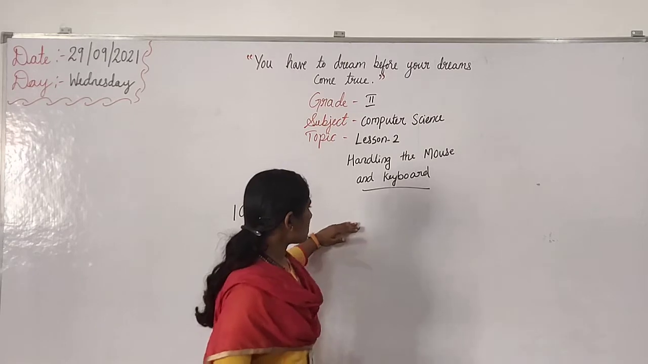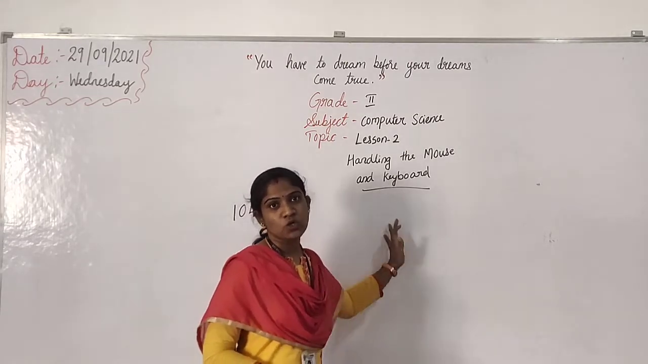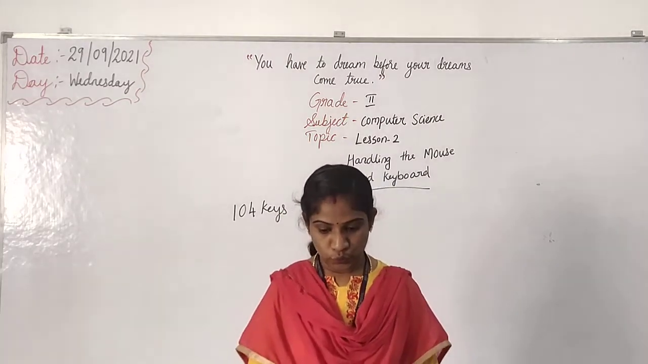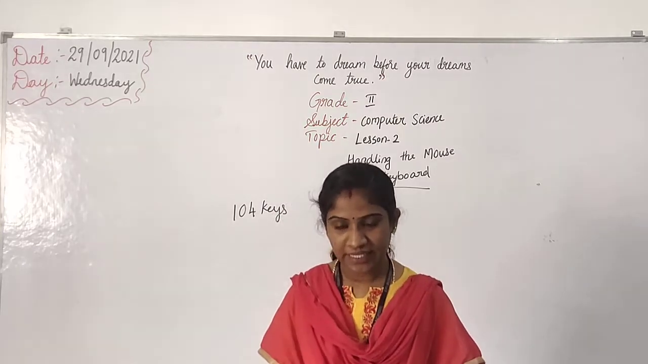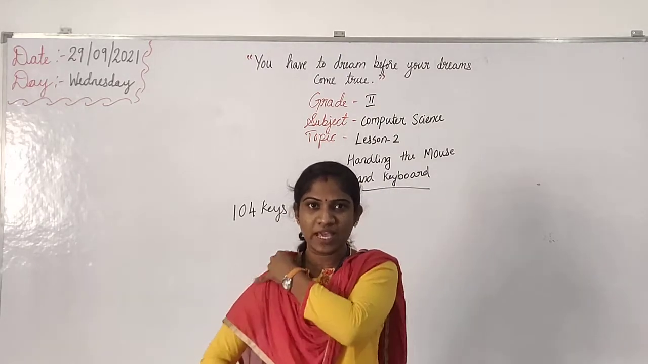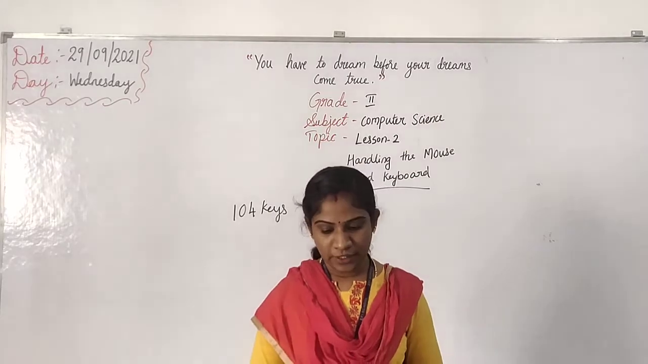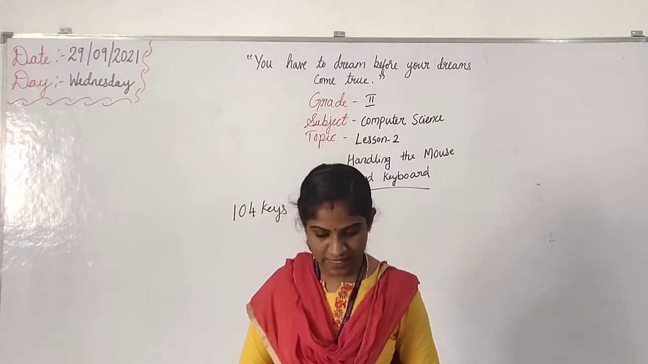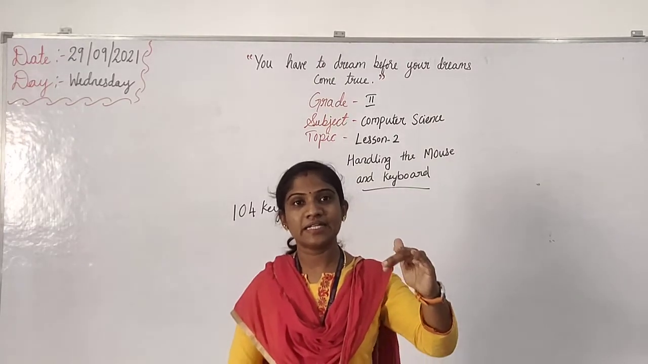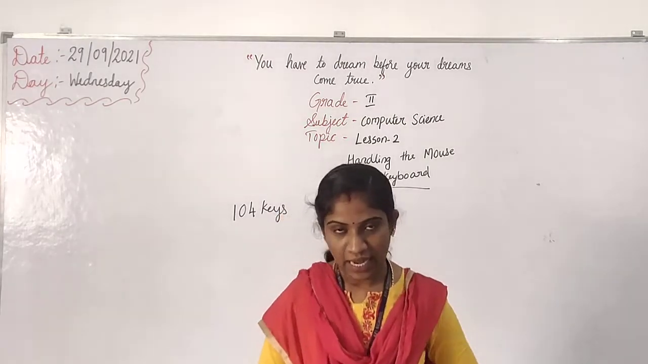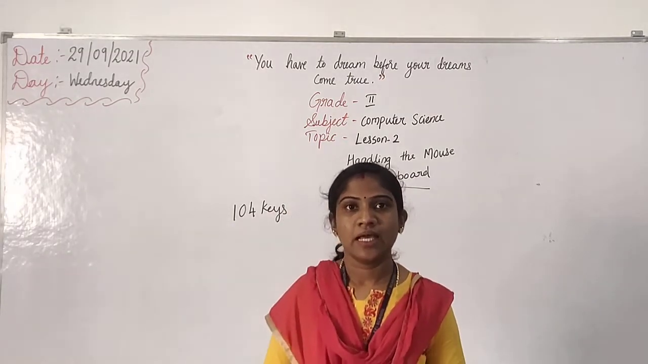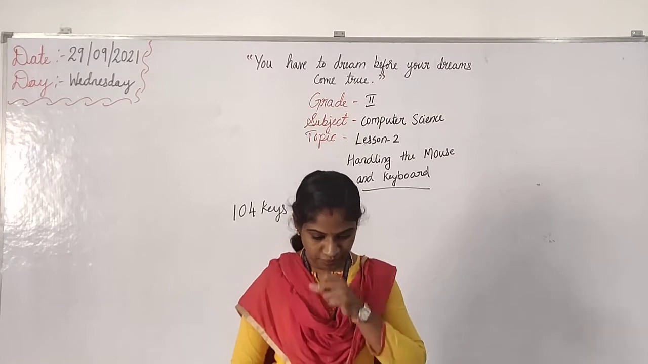In the first row we have 10 alphabets: Q, W, E, R, T, Y, U, I, O, P. In the second row we have 9 letters and in the third row we have 7 letters. Then next we have the numeric keys.